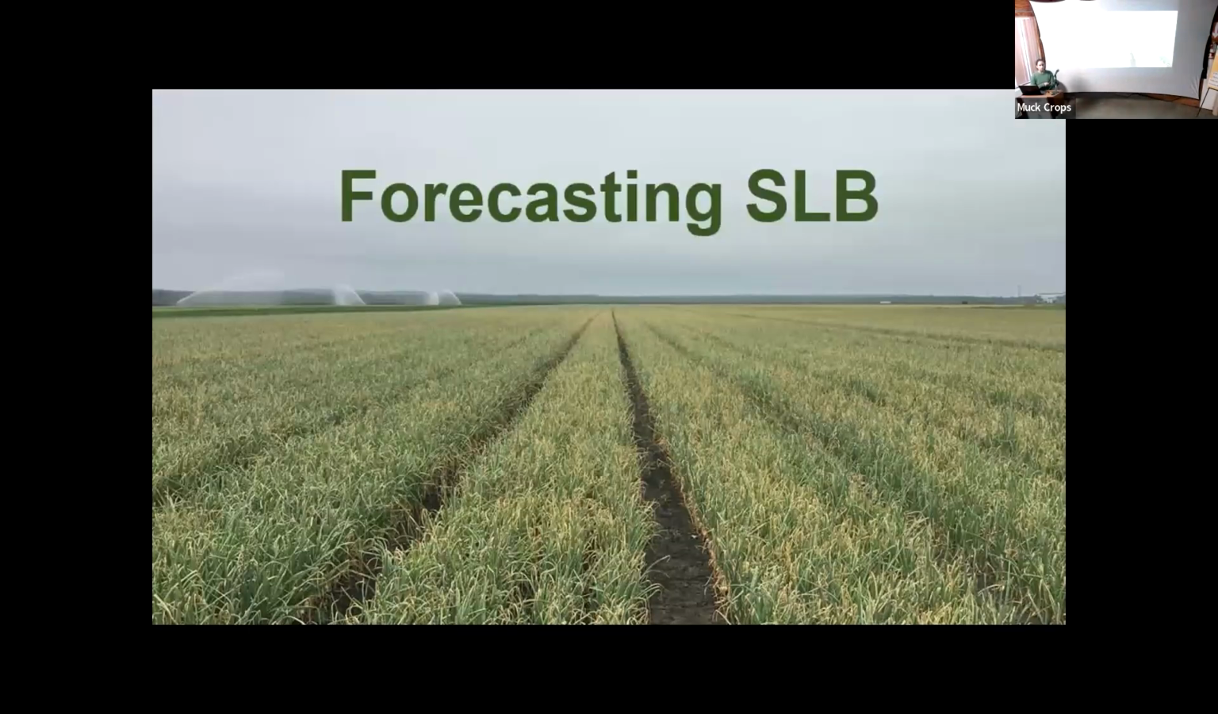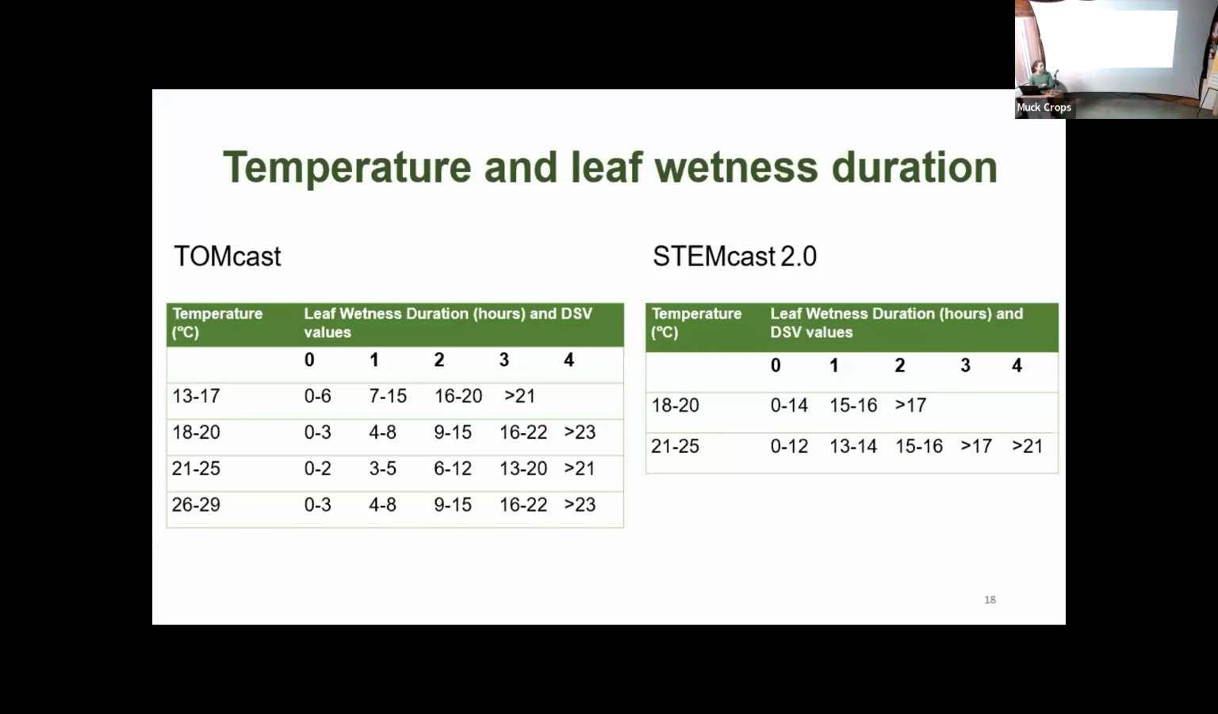So next, I'm going to talk a little bit about disease forecasting for Stemphylium. We've done some field trials on this, and basically our goal here is to limit our fungicide applications to when there's a high risk of the disease developing, so that we can still control the pathogen, but hopefully reduce our risk of resistance. So we're looking at a few different forecasting models here. One is Tomcast, which was developed for tomato diseases in Ontario.